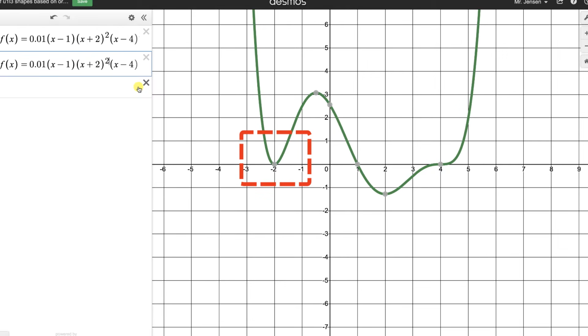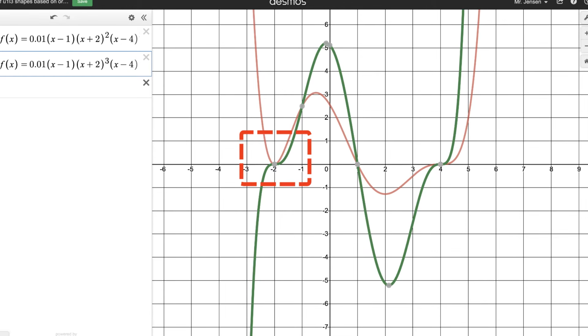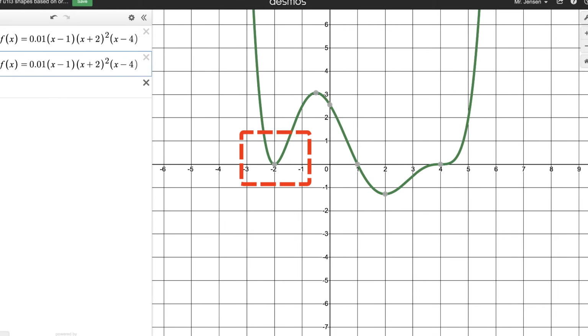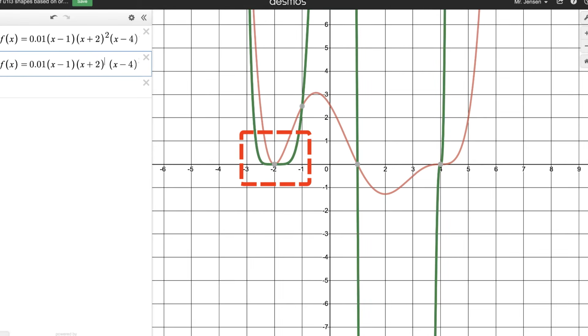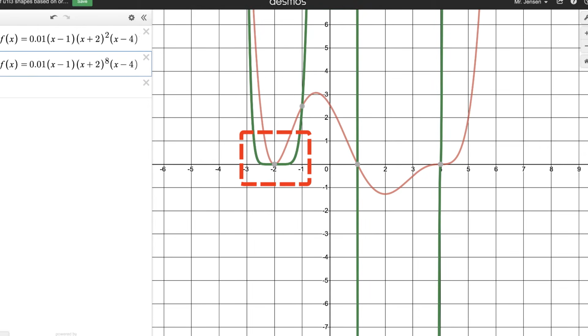If I changed it to order 1, watch what would happen at that x-intercept. It would just go straight through. See, it just goes straight through. If I changed it to 3, it would make the S shape. But it was 2, so it makes the parabola shape. If it was 4, it would still make that parabola shape, but be a little flatter. If it was 6, same thing, but even a little flatter. 8, same thing, but even a little flatter.